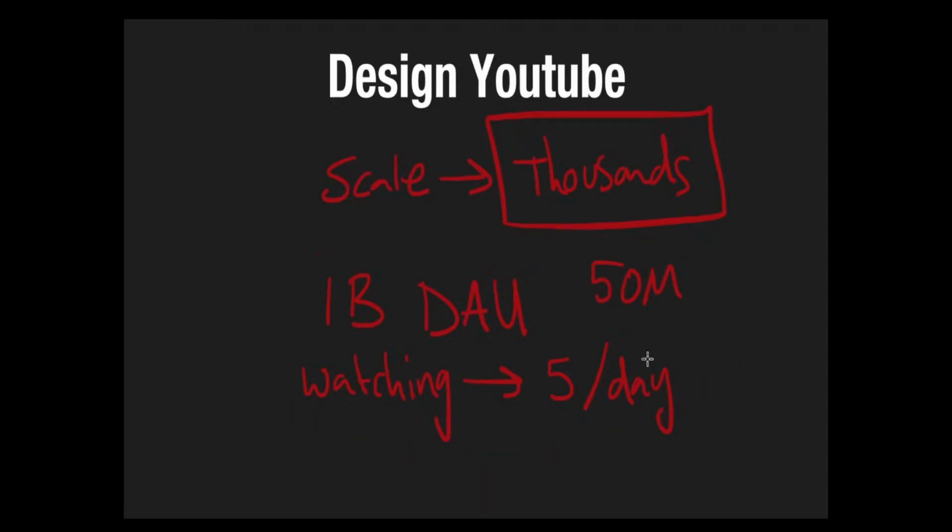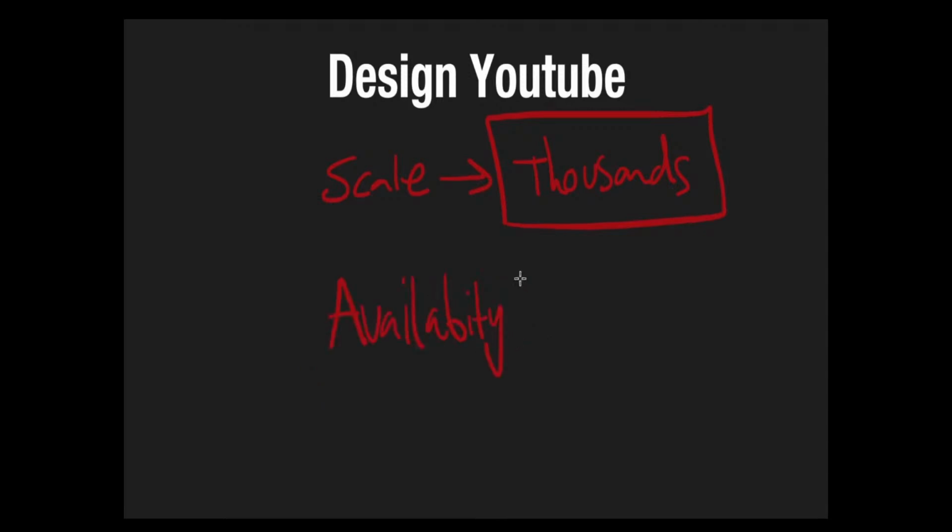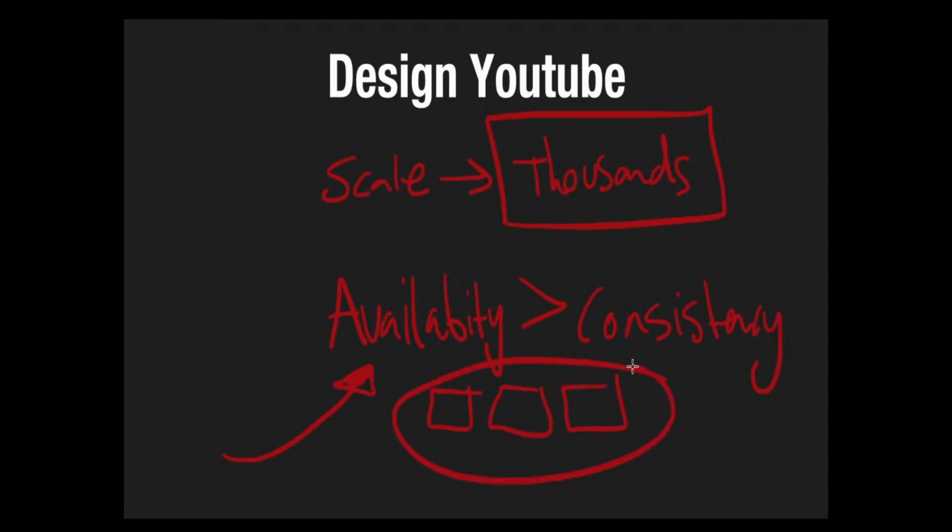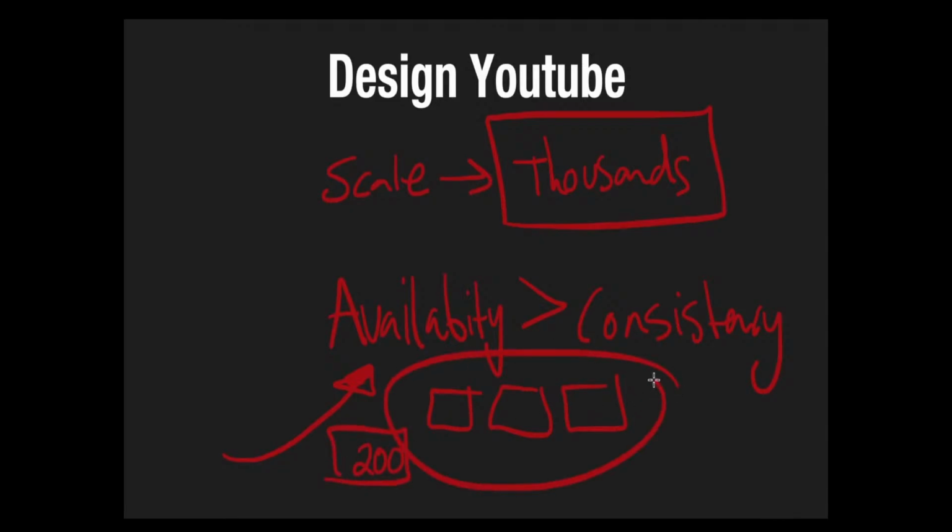We also have to keep in mind that when it comes to availability, we definitely want to favor availability over consistency. What do I mean by that? Well, every time you go on YouTube and you refresh the YouTube homepage and you want to see a bunch of videos on your homepage, every time you make that request, every time you refresh, you should get a correct response. You should get an HTTP 200 response and things should load. And it's okay if we have to sacrifice consistency to achieve that. What do I mean by that?